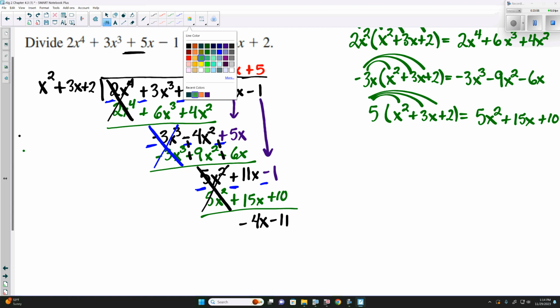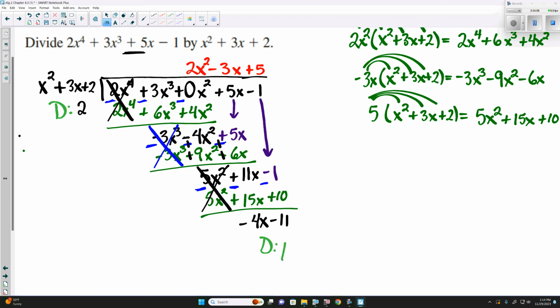If we look at the degrees, the degree of what we're dividing everything by is 2, because we have an x squared. Well, we finished up with down here, the degree is 1. Since the degree of what we have at this point is 1, smaller than what we're dividing by, we are done. Does that make sense? Because the degree is the exponent, the biggest exponent connected to the variables. Since we just have 4x as the only variable, it's understood to be 1. So we are done.